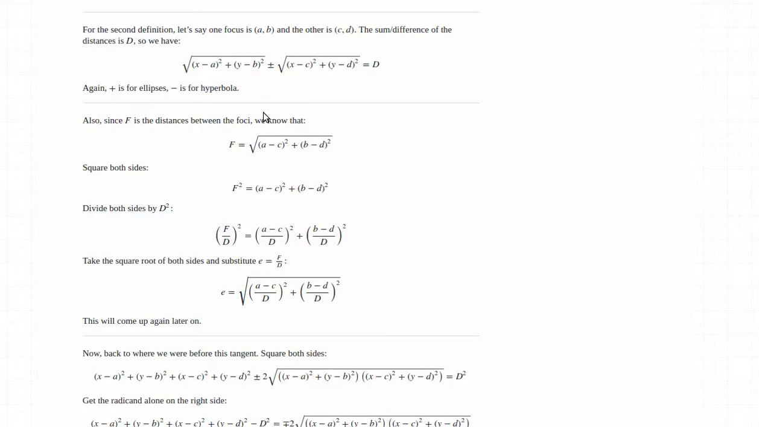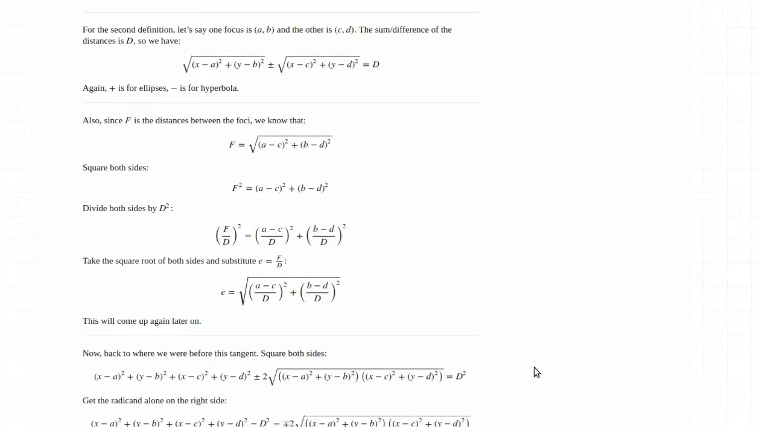Square both sides of the equation. You get (x minus a) squared plus (y minus b) squared. That's this squared. Plus (x minus c) squared plus (y minus d) squared. That's this squared. And then you take plus or minus 2 times the product. So it's this times this. Again, I want you to see the connection. And then I put a 2 in front because that's how squares work. Okay? And then the right side is just d squared. So again, we have a kind of long expression here.